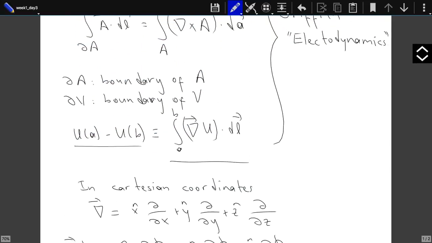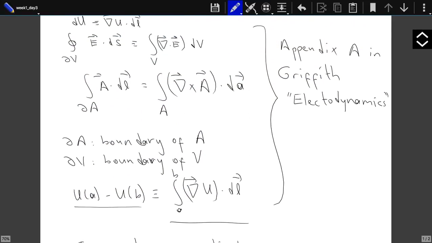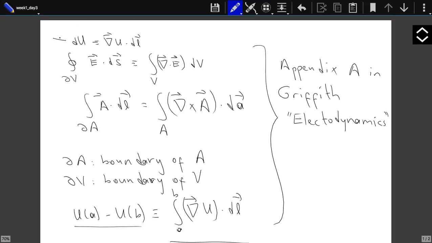Now, if you go back to their definitions, they tell you what they mean. For the gradient, it basically tells you how your function changes as you change your point slightly. Furthermore, just using the definition of the scalar product, you can write this as the magnitude of the gradient of u, times the magnitude of dl, times the cosine of the angle between the two.